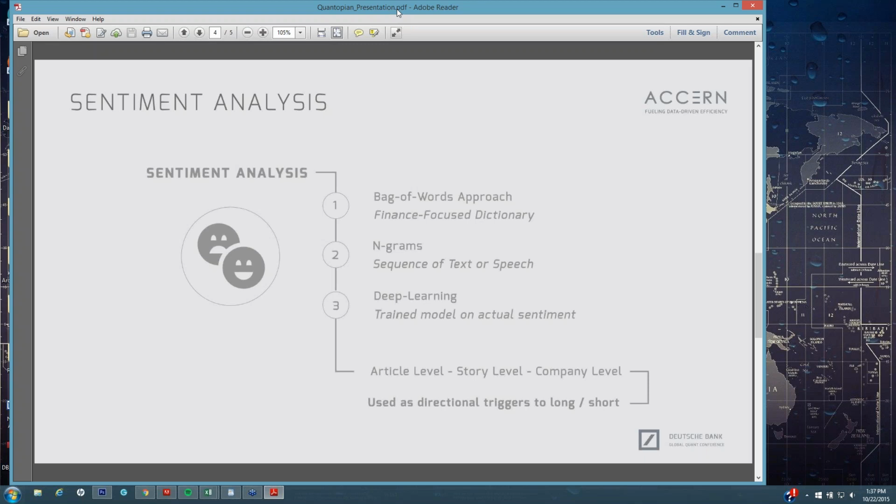And then after we do this typical bag of words approach, we have n-grams, which is company-specific sentiment, which is basically event-specific sentiment.